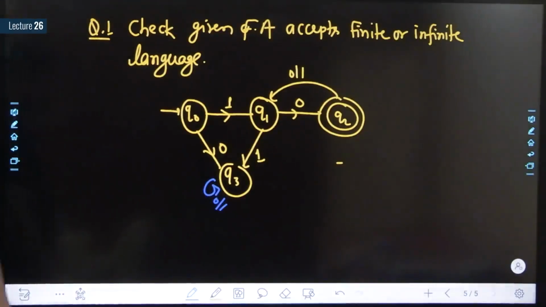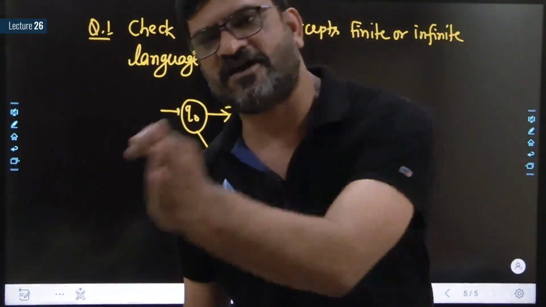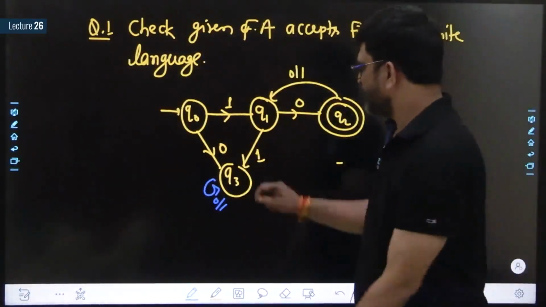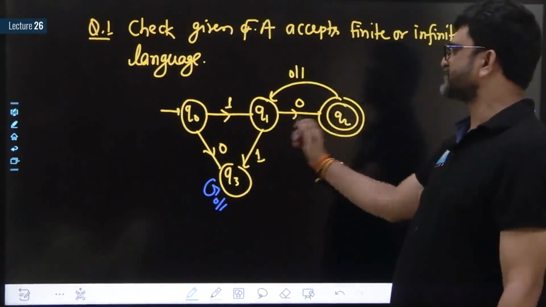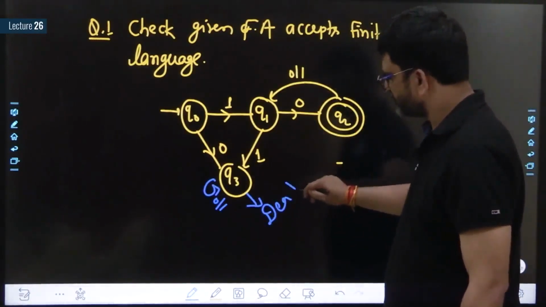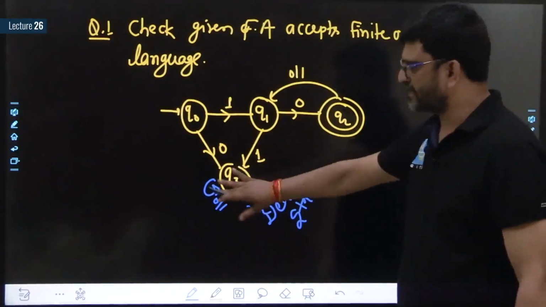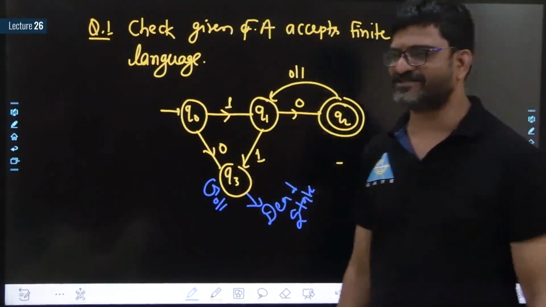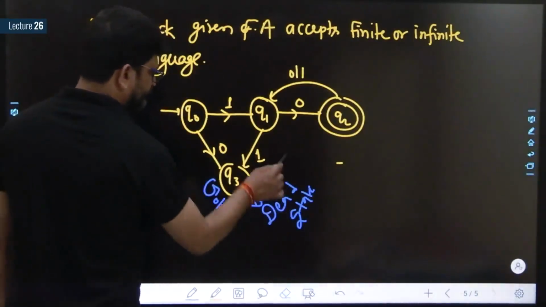Now, second step. Select those states from which we cannot reach the final state. With the help of Q3, we cannot reach the final state. It means this is the dead state. Delete that state and the corresponding transitions. Delete this one.